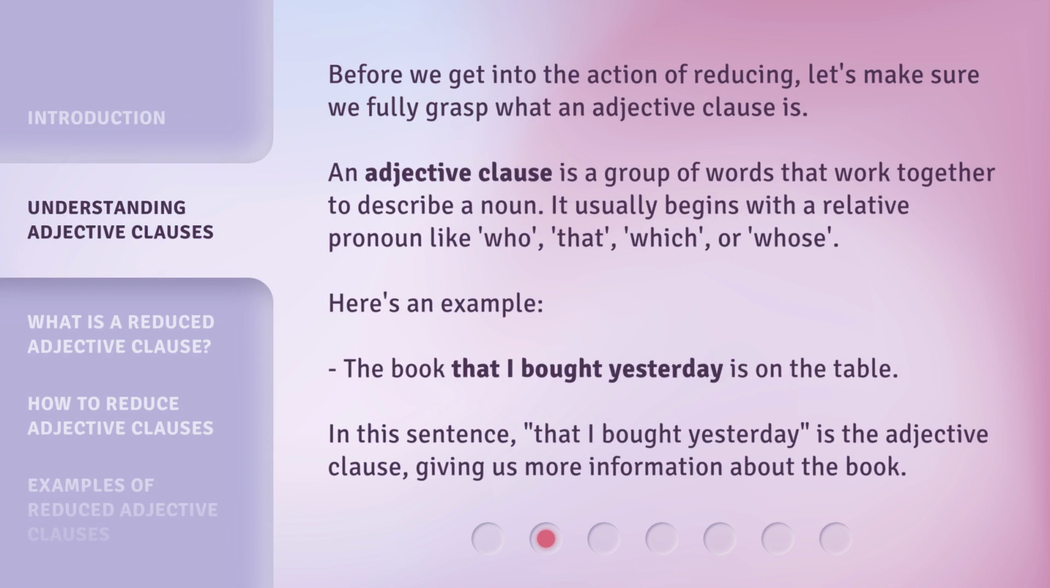Before we get into the action of reducing, let's make sure we fully grasp what an adjective clause is. An adjective clause is a group of words that work together to describe a noun. It usually begins with a relative pronoun like who, that, which, or whose. Here's an example. The book that I bought yesterday is on the table. In this sentence, "that I bought yesterday" is the adjective clause, giving us more information about the book.